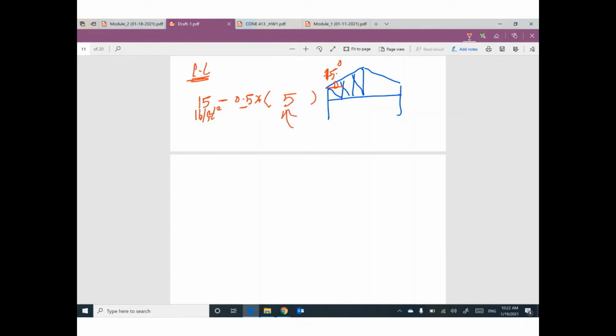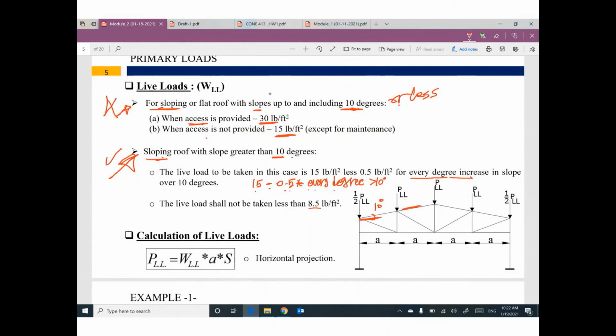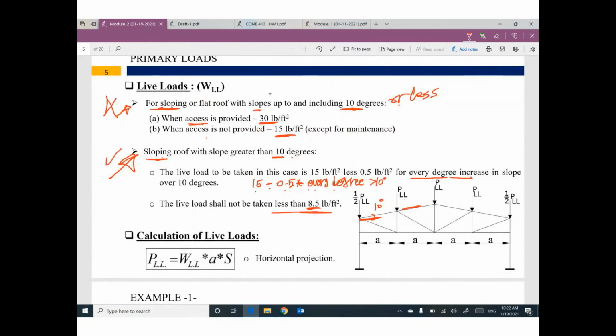This 5 is how many degrees greater than 10 degree. Okay, so 15 minus 2.5 equal 12.5. So your live load will be 12.5 pound per square feet. Make sure your final answer is not less than 8.5. Probably your final answer here is something very small. So if you have something smaller than 8.5, go ahead and use 8.5.